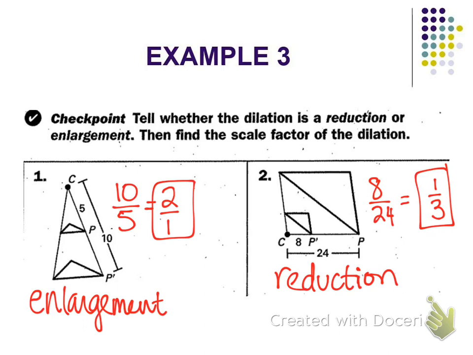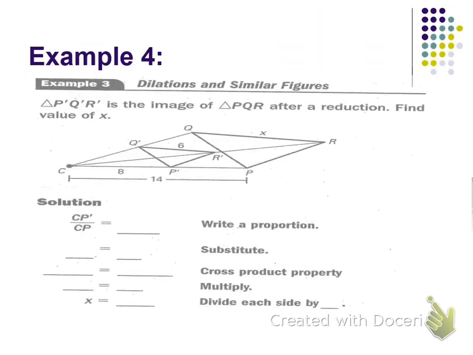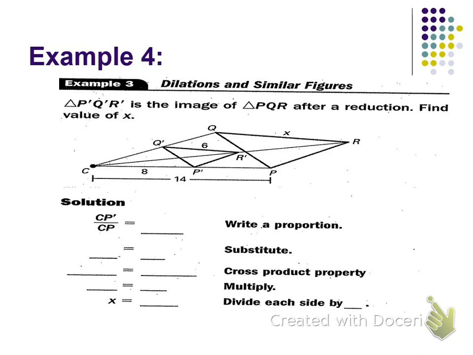Questions before we keep going? Okay. I'm not a fan of how this came out all squished, but that's all right. We can do it anyway. We are told that P prime, Q prime, R prime is the image of triangle PQR after a reduction. Find the value of X.